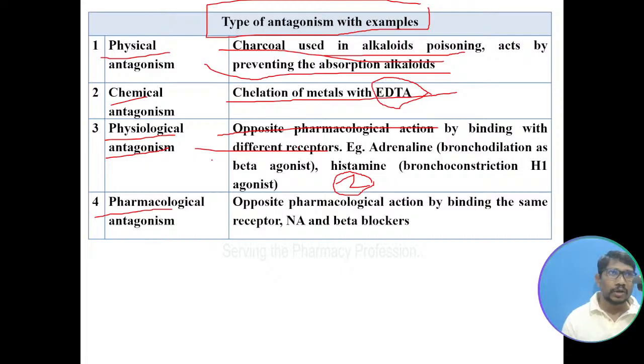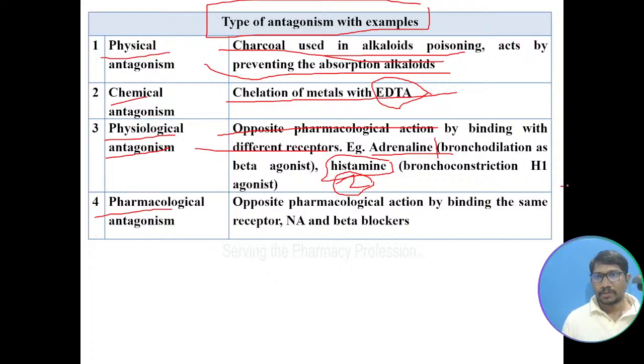So for example, noradrenaline will increase the blood pressure by acting on alpha 1 receptor, beta 1 receptor. But acetylcholine will decrease the blood pressure by acting on a muscarinic receptor. So likewise that. This is another example. For example, histamine by interacting with the H1 receptor produces the bronchoconstriction. Adrenaline by interacting with beta 2 receptor produces bronchodilation.